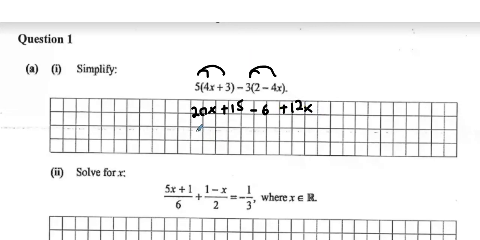Underline the ones you're using the same. That'll be 32x. And then the other part here is 15 take away 6, which is a plus 9. Any errors were made on the double minus, generally speaking.